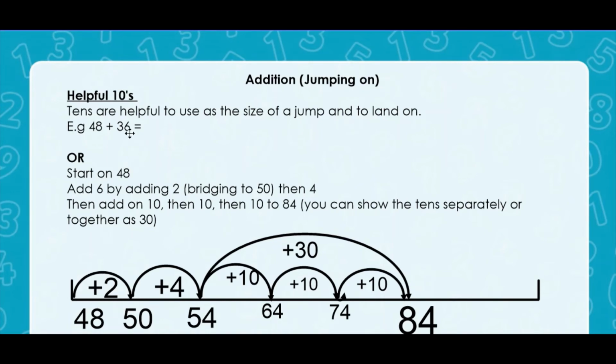So I'm going to break up my 6 into 2 and 4 because I know that if I have 2 and I want to get to 6, I need to add 4. So add 2 to get to 50, add 4 to get to 54, and then that's my units added. I just need to add my tens, and then I've got 3 tens left. So again, I can do my little 10 jumps of 3 jumps, 1 10, 2 tens, 3 tens, giving me 64, 74, 84, or I can add it in a one. 54 add 30 gives me 84.